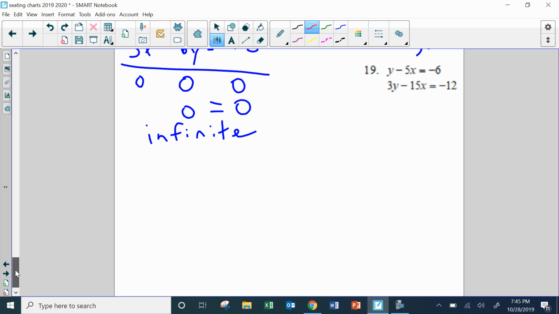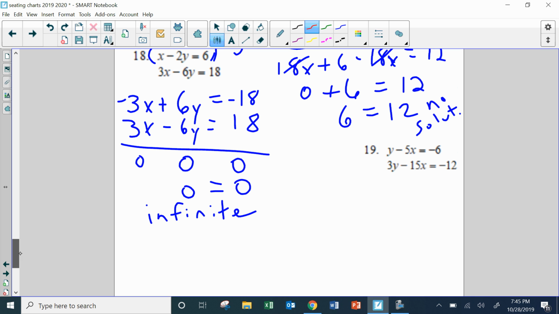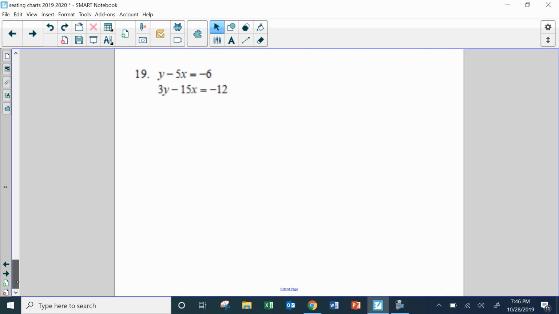So let me scroll down. This is the last problem. Let me give us a little bit more room. All right, so 19. So let's solve this one out. These don't take too long, it looks like. See, this is all nice and neat in columns.